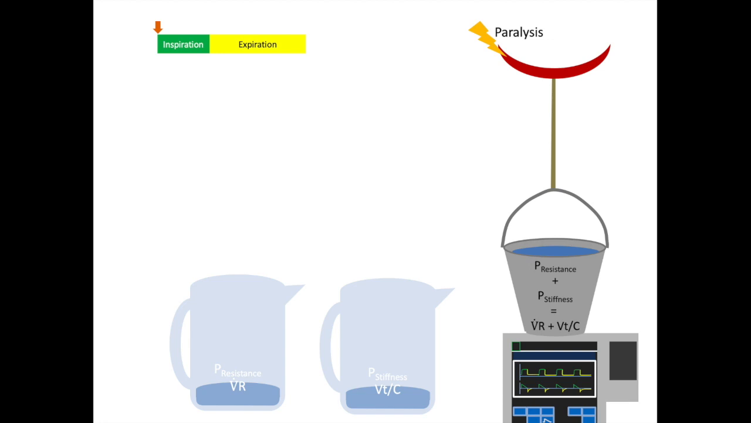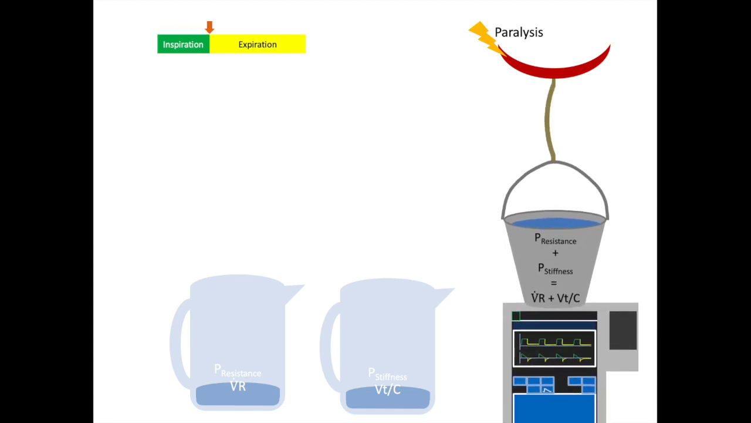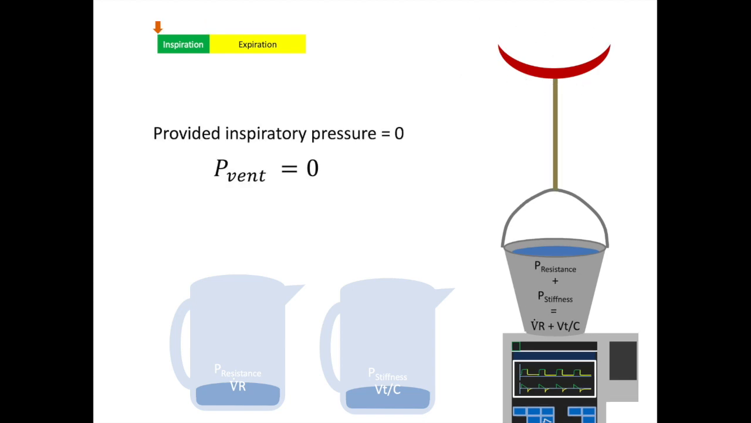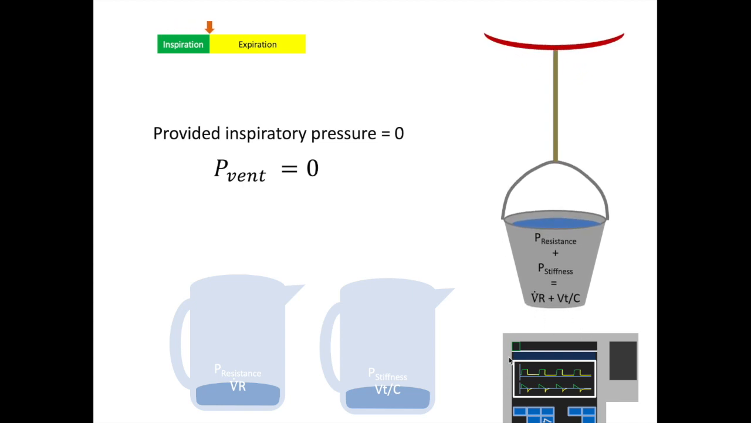If the diaphragm is paralyzed, then it can't accomplish any of the work of inspiration, and it's entirely up to the ventilator, which can still create enough positive pressure, but it has to create more because the diaphragm isn't helping at all, right? On the other hand, if you were to set the inspiratory pressure on the ventilator to 0 or make P-vent 0, then the diaphragm would have to do all the work and the ventilator wouldn't be pushing the bucket at all.